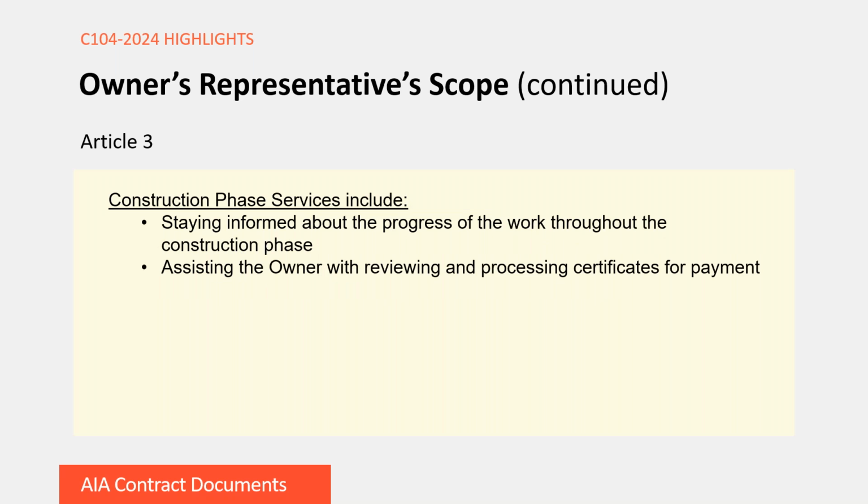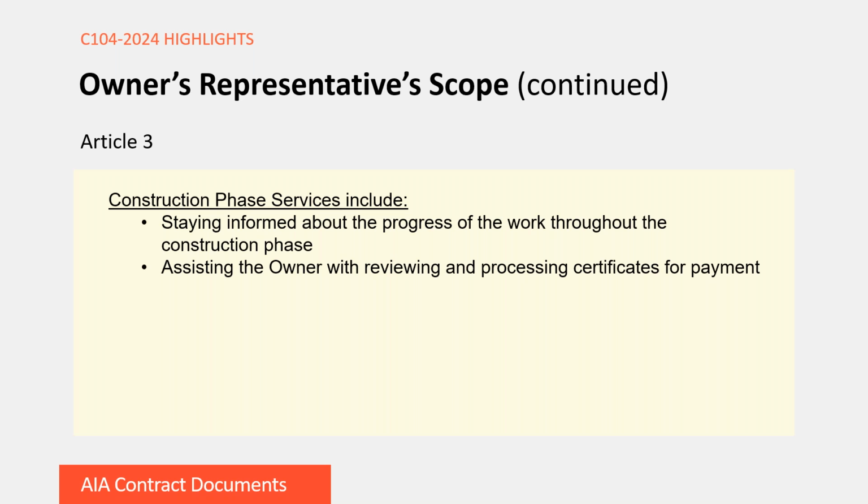The third project-specific phase that we get into is the construction phase services, and these include staying informed about the progress of the work throughout the construction phase and assisting the owner in reviewing and processing certificates of payment. Now, as it relates to certificates of payment, what the owner's representative will really be involved with here is reviewing the data substantiating the contractor's right to payment that they include in the applications.